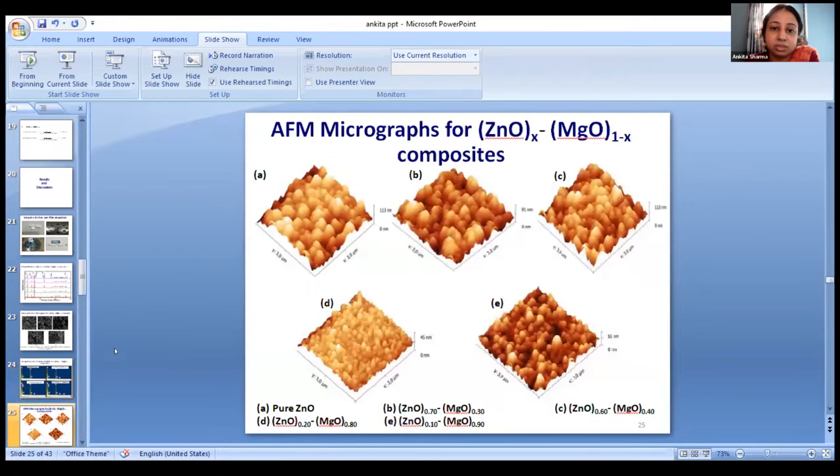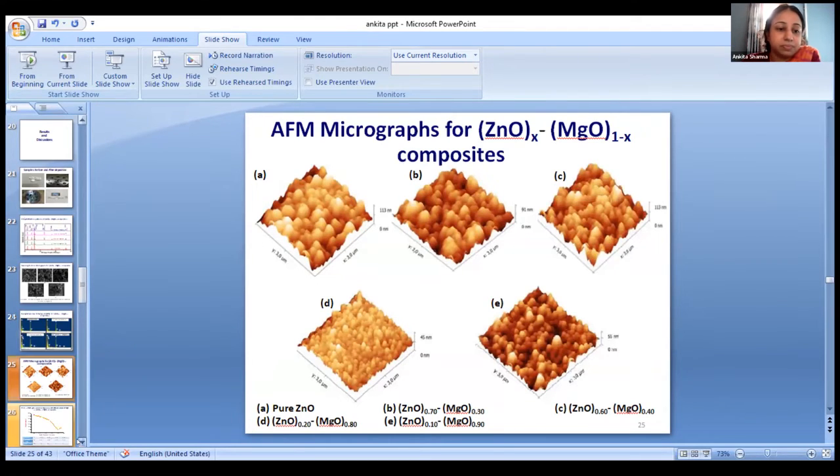This is the result of atomic force microscopy. In atomic force microscopy, we see the roughness of the thin films. We see that as the surface texture angle increases, the roughness of the thin film also increases. We see that different structures of grains are present on the thin film, which have different shapes, like rounder shapes and columnar shapes.